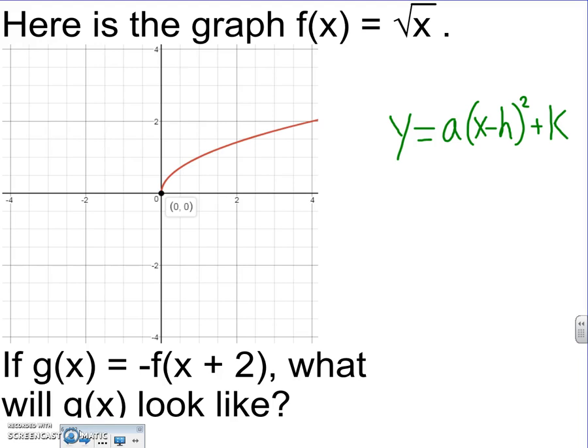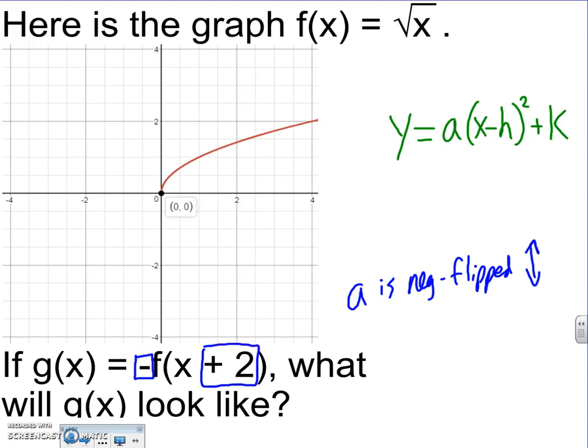So in this case, we have this negative in front. It does tell me a is negative. If it's negative, that just means it's flipped upside down, or actually reflected across the x-axis. Then we have this plus 2. That's my h. Remember, that moves left and right, but it's opposite. So this is actually shifted left 2 units.